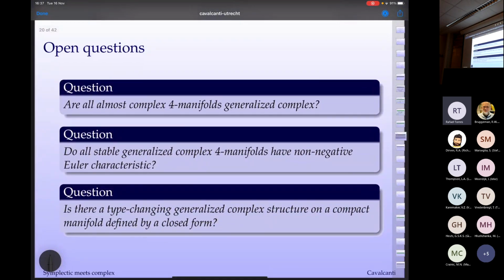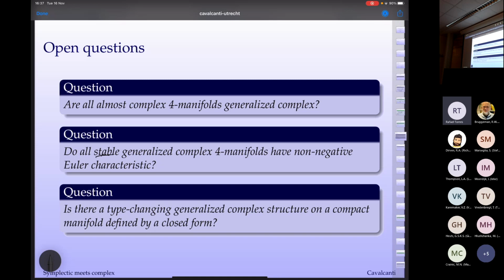So the open questions we get are: are all almost complex four-manifolds generalized complex? All those lists, there was a coincidence, and it's weird that there was such a coincidence. Another similar question: do all stable generalized complex four-manifolds have non-negative Euler characteristic? And here the word stable is important, because if it was not stable, we have examples. They're easy to construct, actually. So it might be a feature of the construction of those particular manifolds.